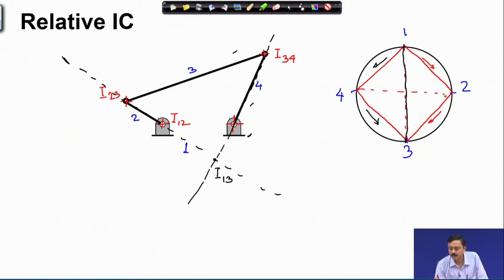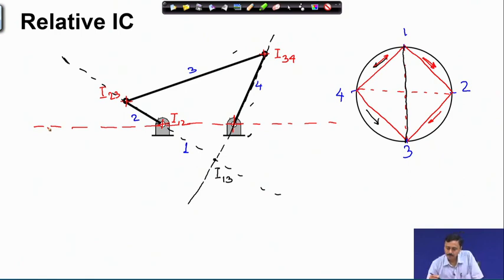Which is as yet unknown, but then I have two independent paths, I 1 4 and I 1 2. So, I 2 4 must lie on that line. Why? Because links 2, 1 and 4 are 3 bodies in relative motion. So, the 3 relative ICs must lie on that line, of which I 1 4 and I 1 2 are known to me. So, therefore, I 2 4 must lie on this red dashed line.